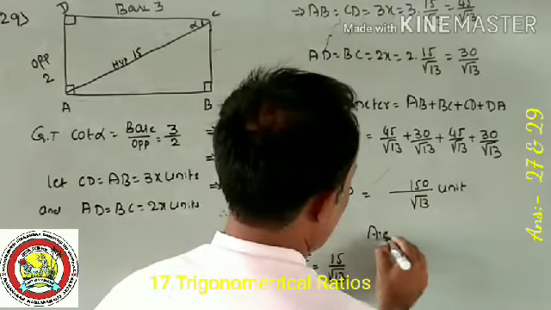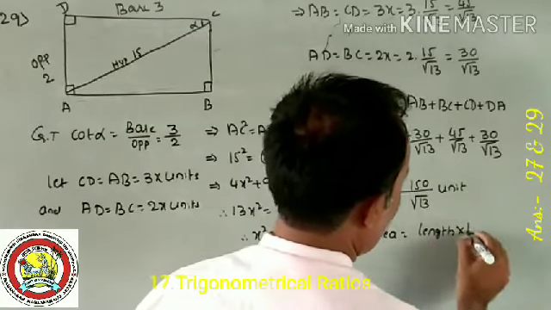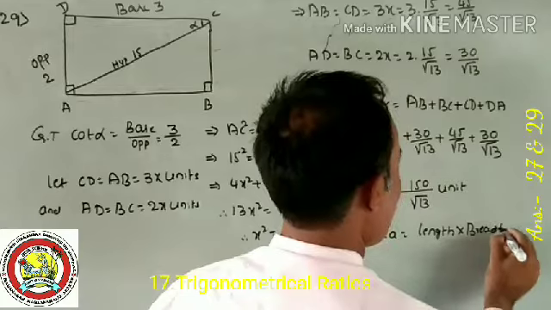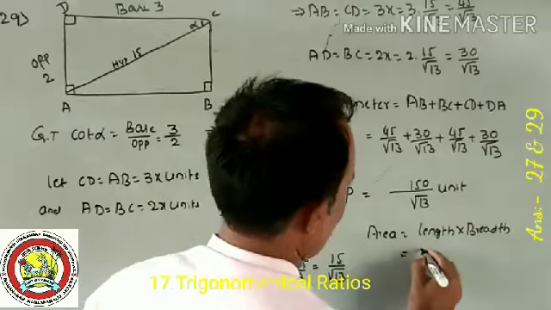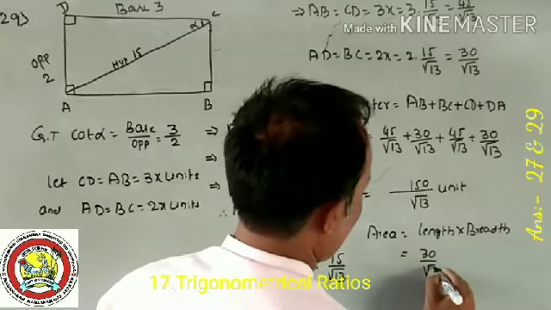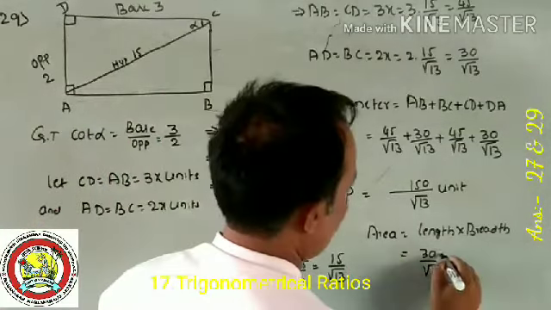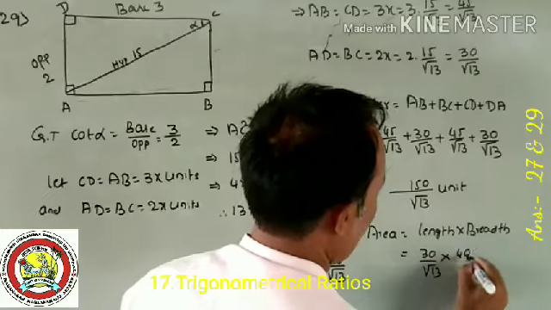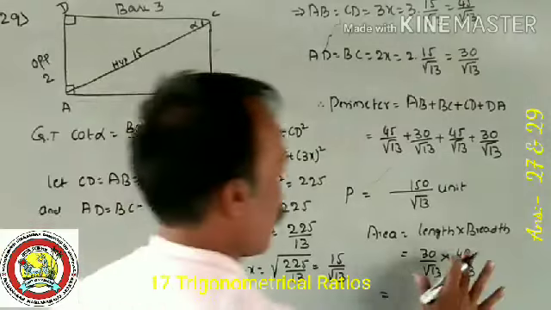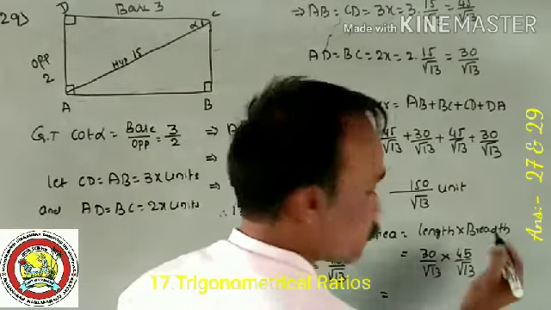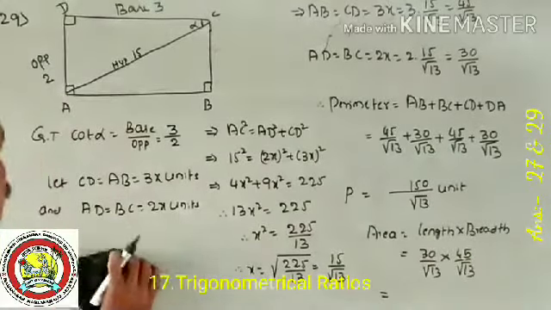Next coming to area. So what is the formula to find area? Length into breadth. So this is the formula to find the area of a rectangle. So length means any one you consider. So 30 divided by root 13 plus AD or BC. Length, breadth AB or CD, that is 45 divided by root 13. So the product of 30 and 45.